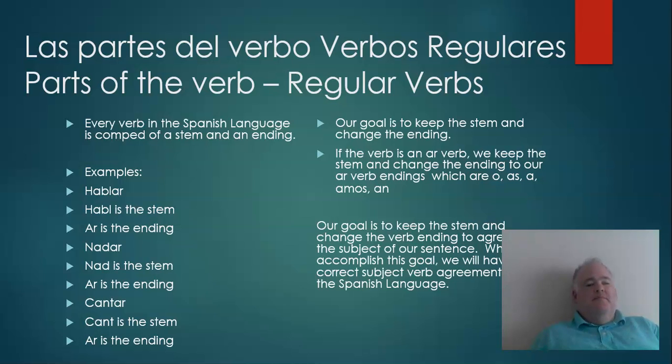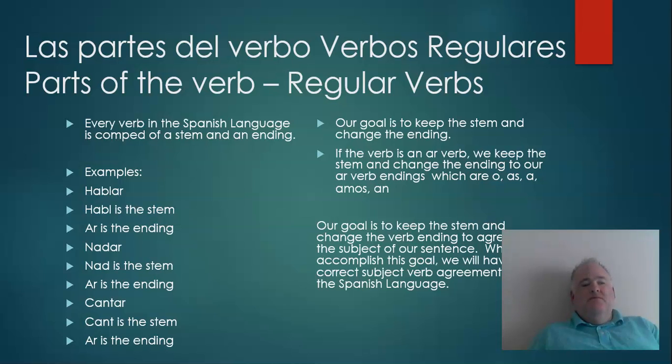Our second example, nadar. N-A-D is the stem, A-R is the ending, nadar means to swim. And our last example, cantar. C-A-N-T is the stem, A-R is the ending, and cantar means to sing.